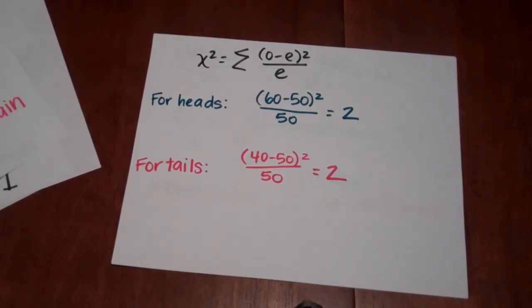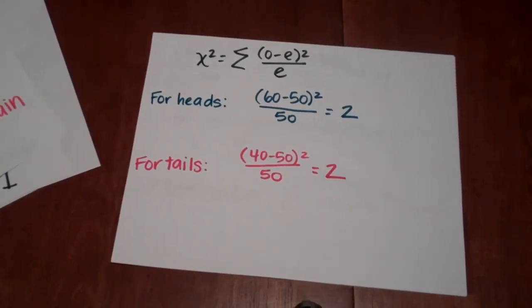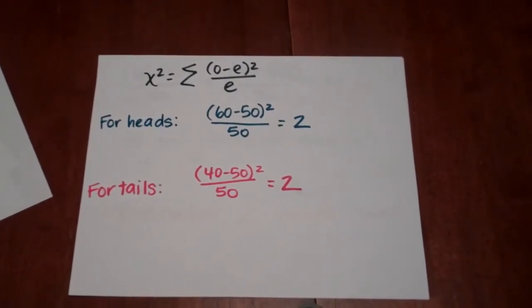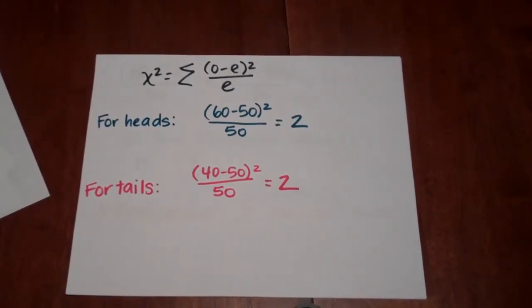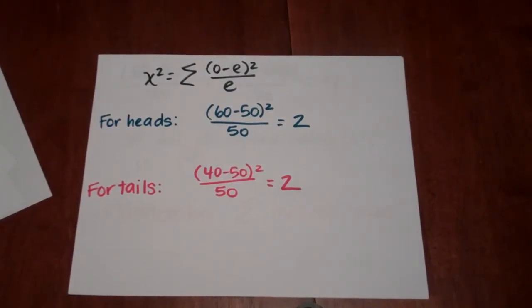Now let's apply the chi-square to get our value. Let's take our equation and plug in our values for both the heads and the tails column. So we do O minus E squared divided by E for both the heads and the tails values. So for heads it's 60 minus 50 squared divided by 50, and that ends up being 2. Then we do 40 minus 50 squared divided by 50, which also turns out to be 2 for tails.